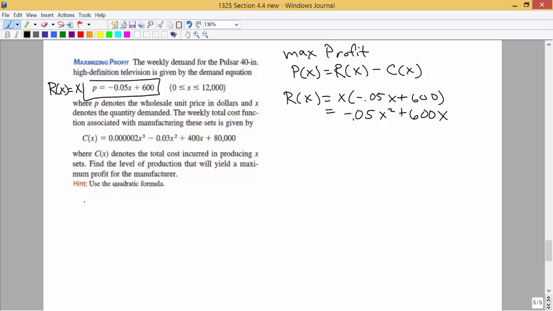Okay, so the profit function then, let's write that out here. The profit function is the revenue function. We're going to subtract off the cost function. And remember that when we subtract off cost, we change the signs of every term in the cost function. So I'm going to go ahead and change the signs, and then we're going to add like terms.